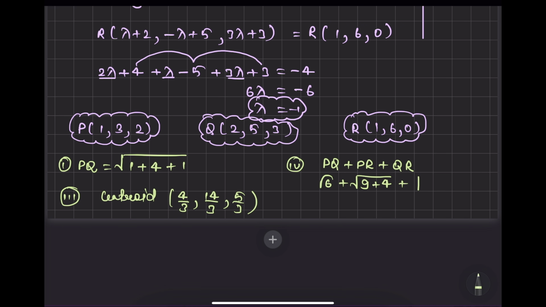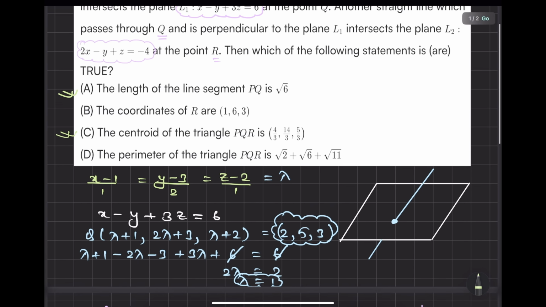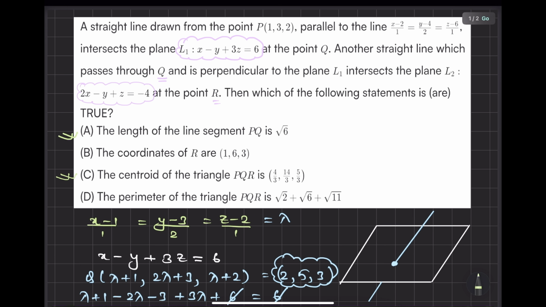QR: 2 minus 1, 1 square is 1. 5 minus 6 is minus 1, minus 1 square is 1. Then 9. So we got root 6, root 13, root 11. So it is 6, 11, 13. No, this is wrong, we have root 2 extra. Okay, so option A and option C are the correct ones.